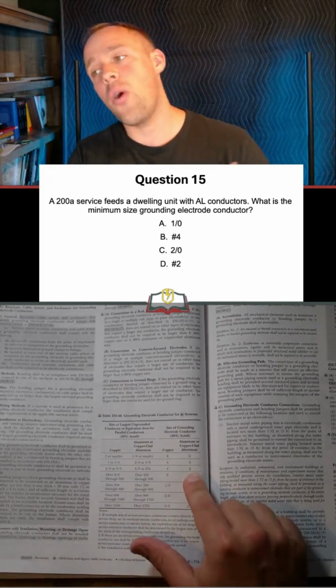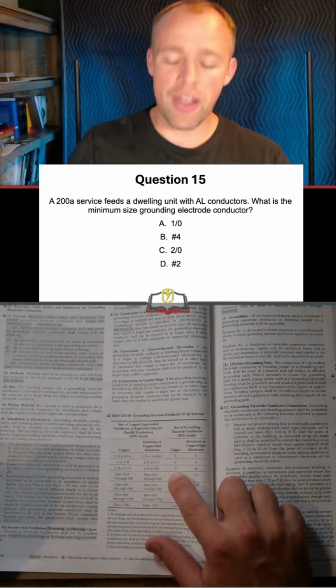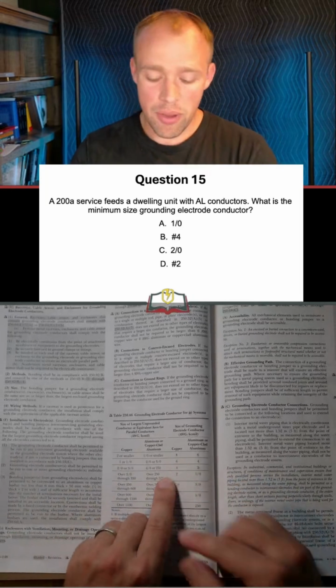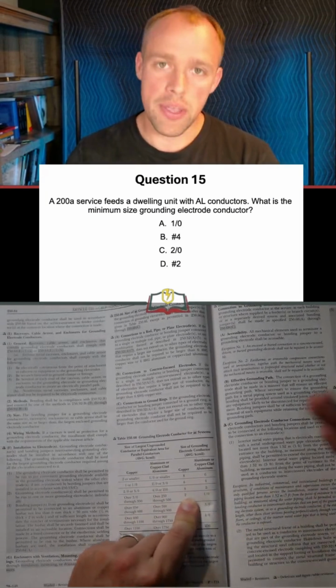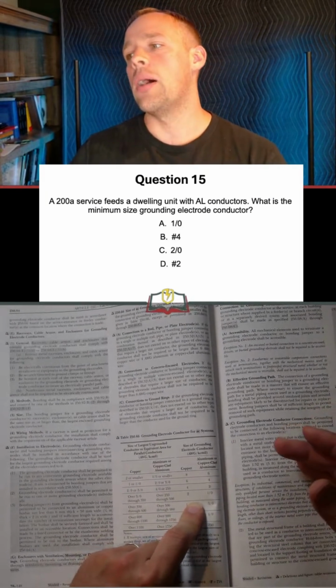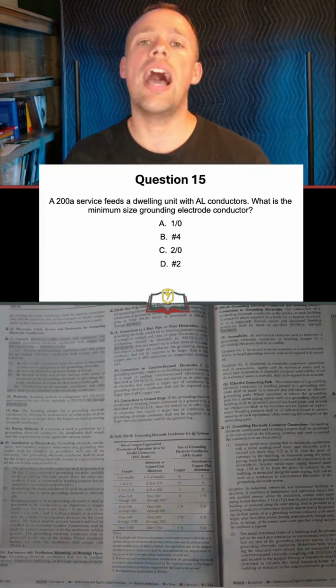Now this is where the question gets unfair, okay? I am going to say that B is my final answer. Number 4 is my final answer, not D, number 2. Some of you might argue with me, and I totally get that, right? But when the question does not specify, you always have to assume copper.